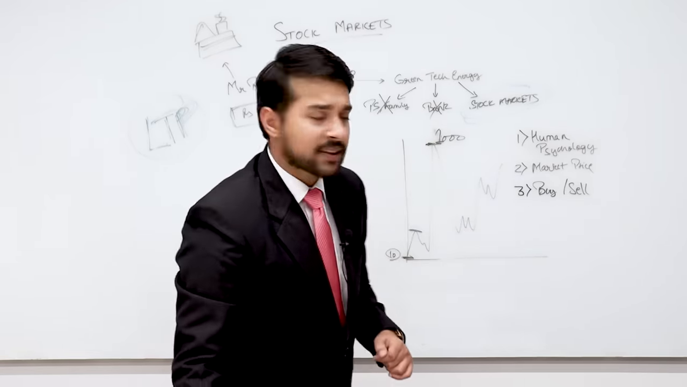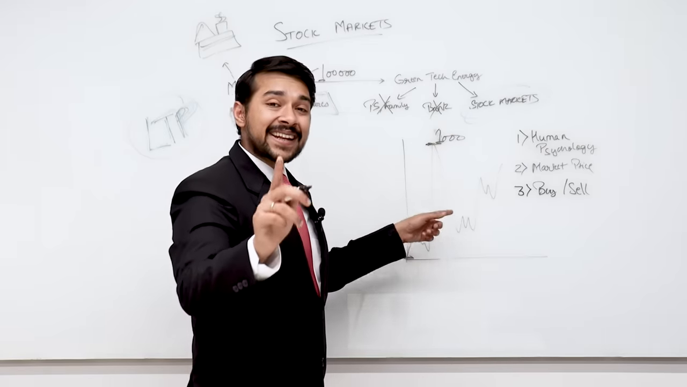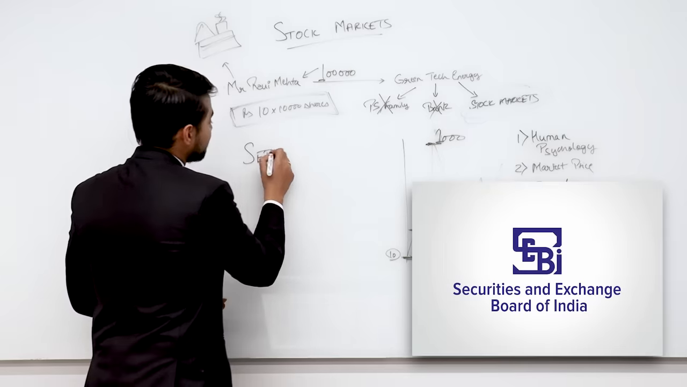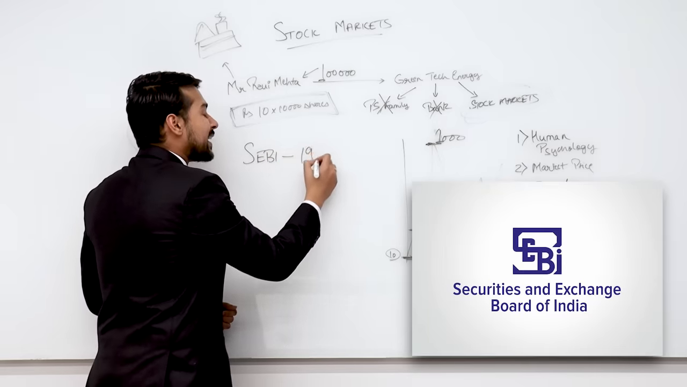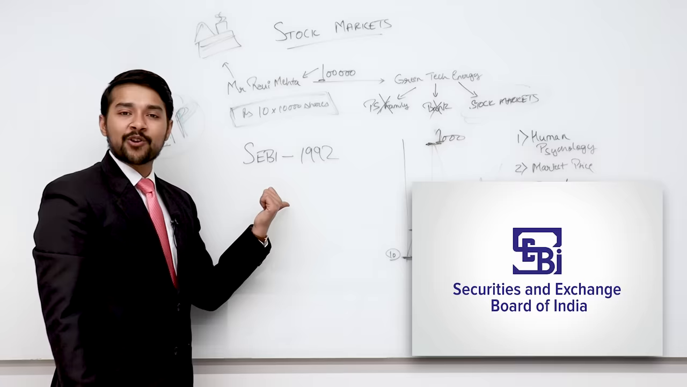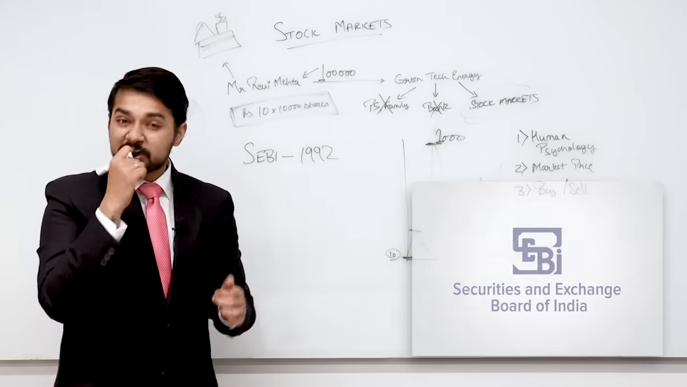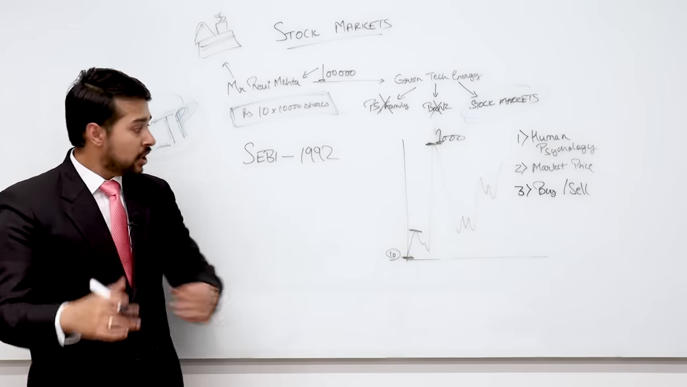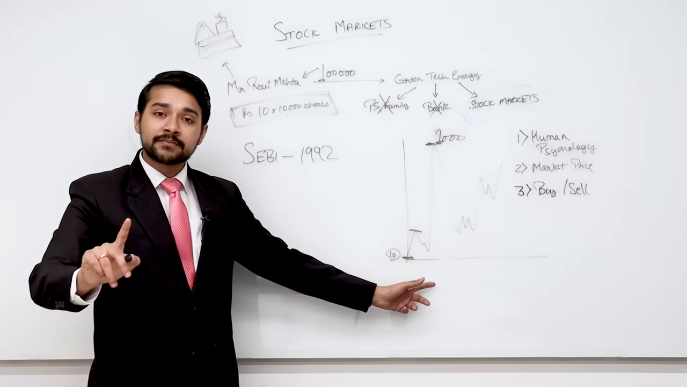Now, after the Harshad Mehta scam happened in 1992, immediately after which SEBI was formed. In 1992, SEBI was formed. What is SEBI? Securities Exchange Board of India. SEBI ka kaam kya hai? It is the watchdog for stock markets. It makes sure that us retail investors, dobara Harshad Mehta se scam na ho jaye.